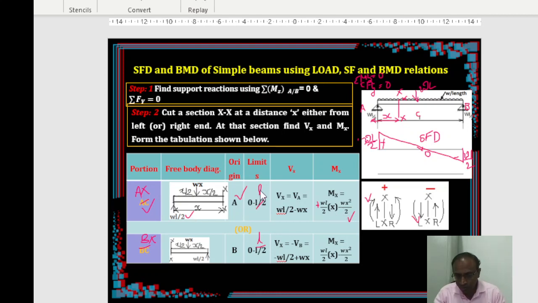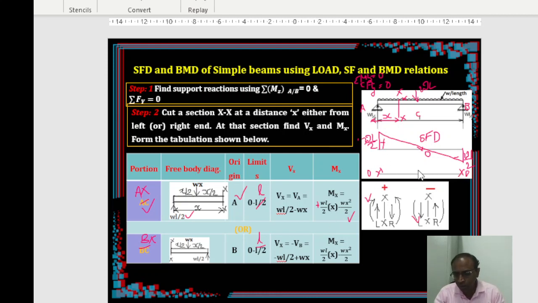So this is valid from 0 to L. Put 0, you get 0. Put L, then also you get 0. You see WL by 2 times L, so WL square by 2, and here also WL square by 2. So it is also 0, right? So you don't have to just look at it; with simple understanding, roller support and hinge support always carry 0 moment, right? So at the ends of a simple support you always know the ordinate.